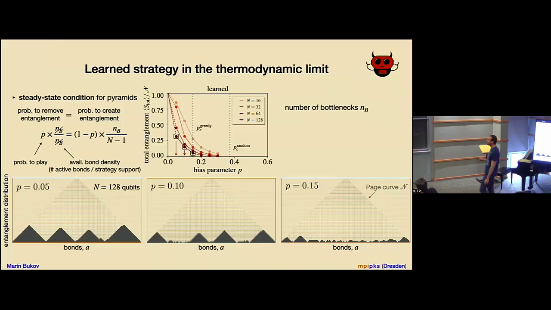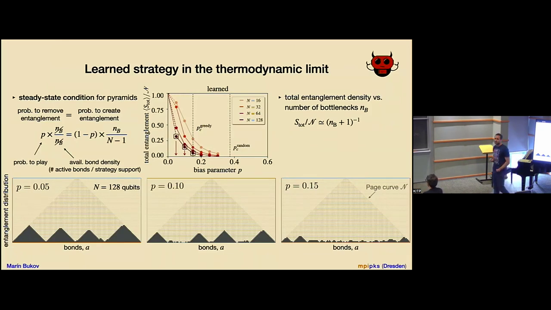All right, but anyhow, this is the steady state condition. Now, you can also estimate the total entanglement versus the number of bottlenecks. The number of bottlenecks is proportional to the number of pyramids you have, and the total entanglement is just the area. So what you find is that the area of the pyramids divided by the area of the page state essentially goes inversely proportional in the number of bottlenecks.